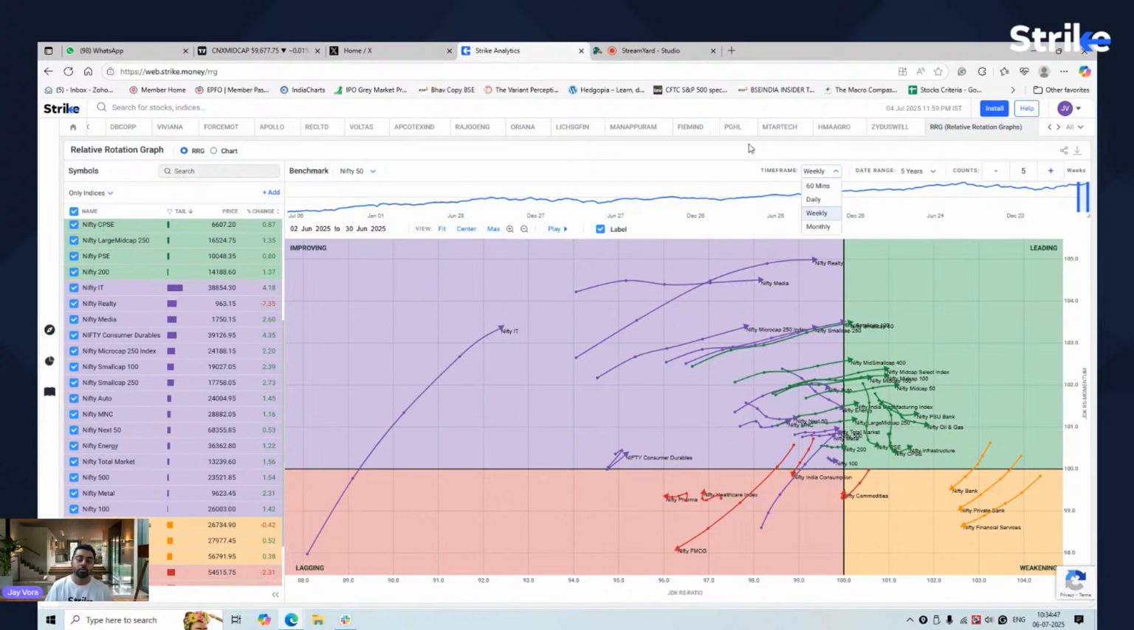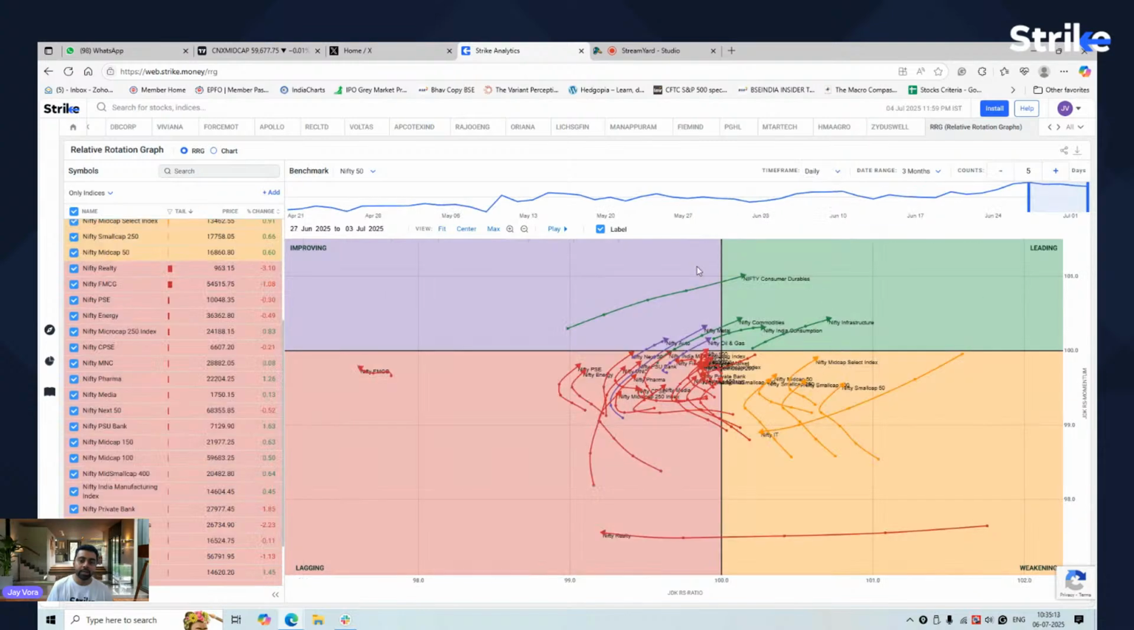This tool is developed by Julius de Kempner. He himself suggests looking mostly at the weekly chart, but you can use it based on your time frame. Weekly gives you a fair idea of what is going to happen in the next 2, 3, 4 months. For that, weekly will help you to give a good idea.